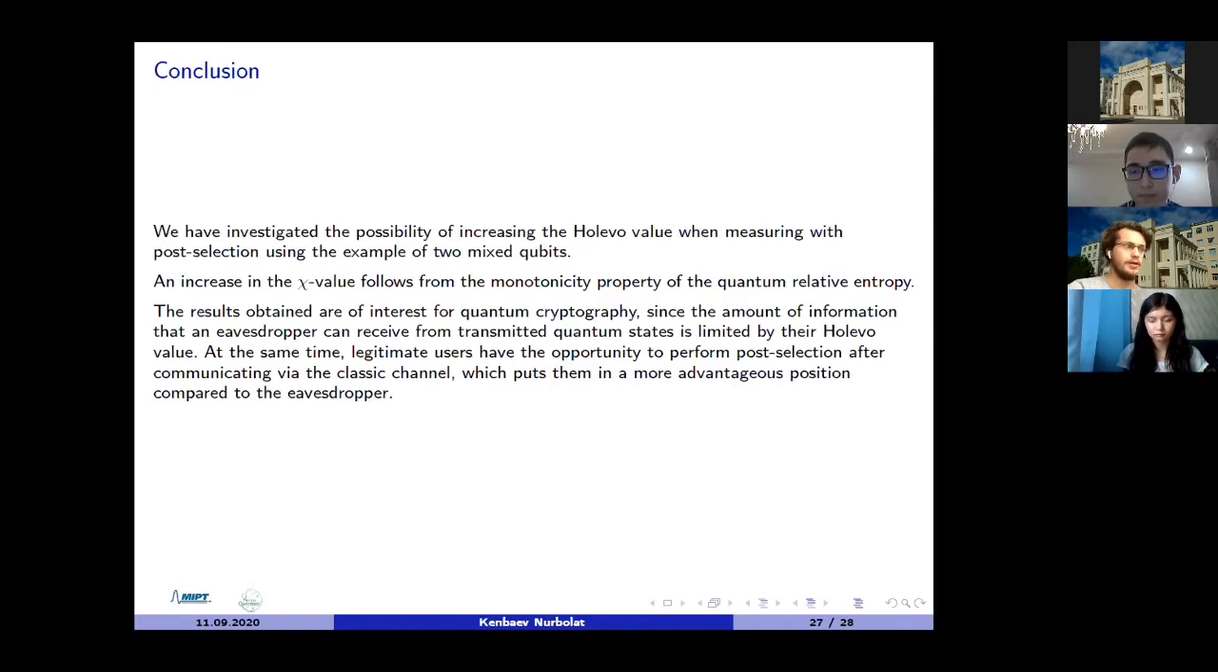Okay. So I'm just curious how hard is it experimentally to do this post-selection? But you said that this should be pretty easy. Okay, that's great. Thank you.